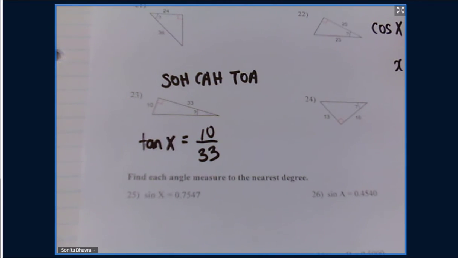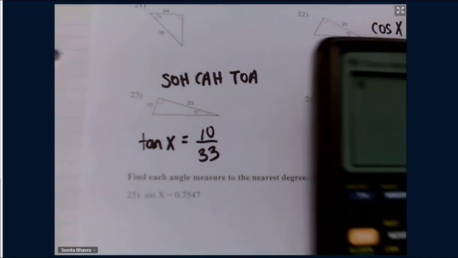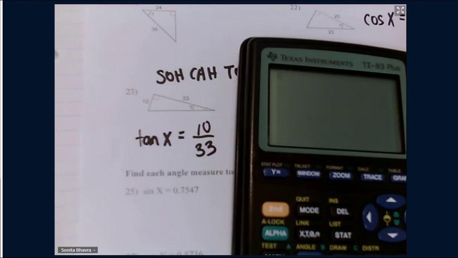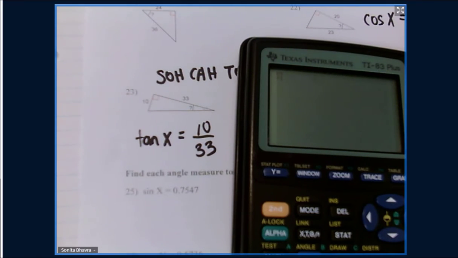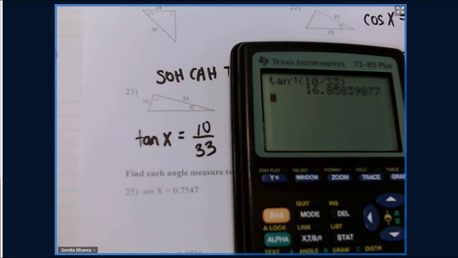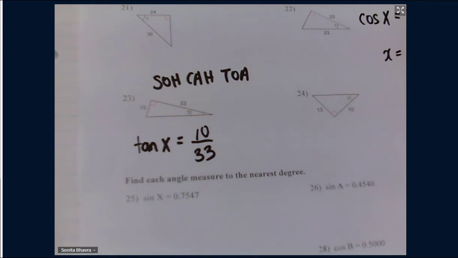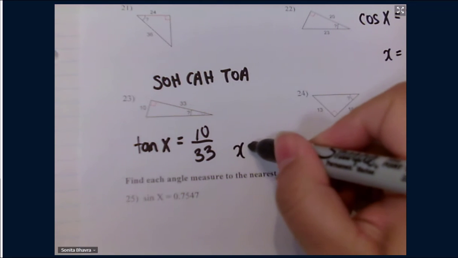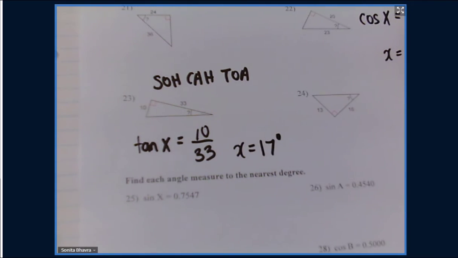When you type this into the calculator, you're going to put in second function tan. Second function tan is 10 divided by 33. Close the bracket. And we get 16.858. So we got to round this up to 17 degrees. So x is equal to 17 degrees.